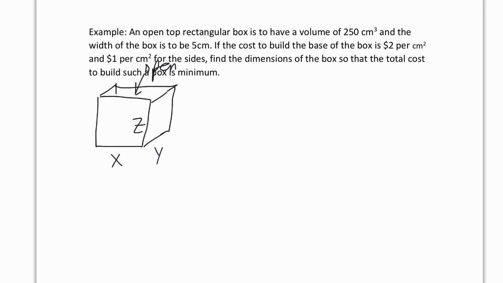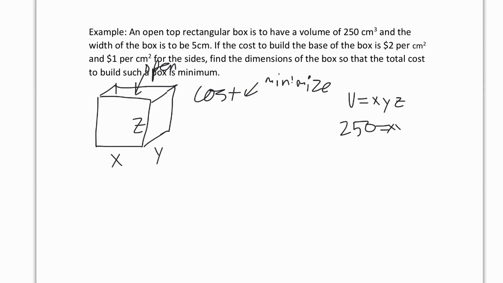So we want to find the cost. So cost, this is what we want to minimize. Now we're going to need a function for cost for sure before we are able to minimize something. But maybe I'm going to jump at the volume first. I like the volume formula. It's given to me right at the beginning, and so I'm going to write that V is equal to XYZ, and so 250 is equal to XYZ.